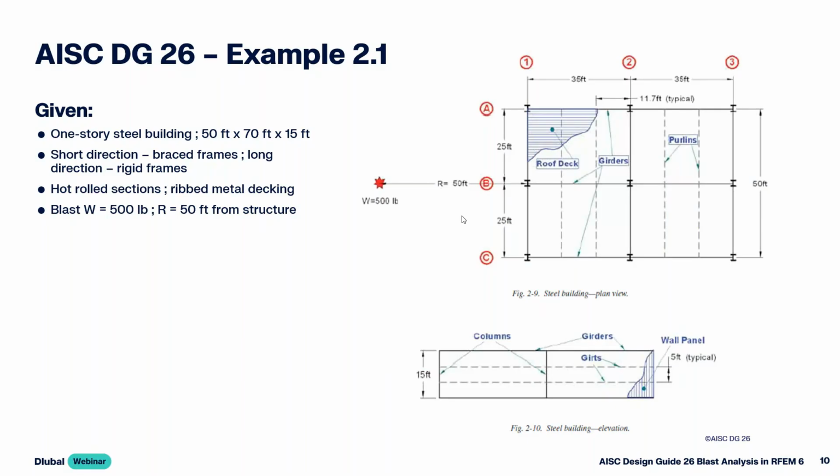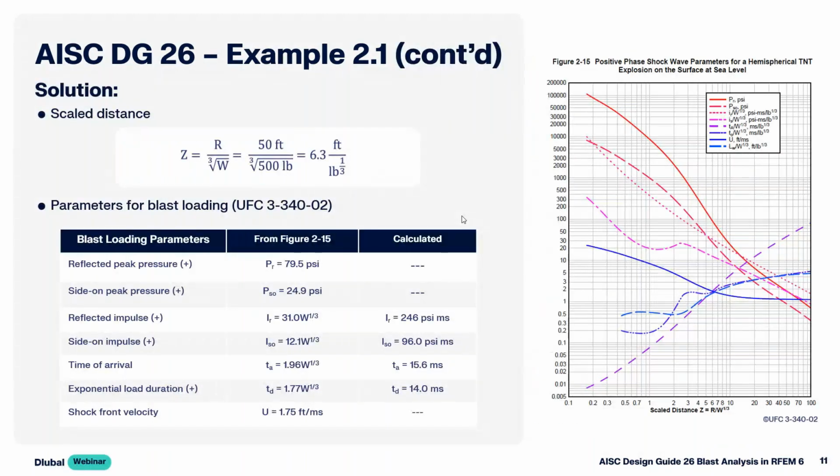Now we want to move on to our solution, and the solution is generating or calculating these time diagrams that we will eventually input into RFEM itself. And we begin with the scale distance Z. So in Design Guide 26, this states it's a simple equation here of our charge distance over the cubed root of the charge weight. We know this is 50 feet for the distance, 500 pounds for the charge weight, and we get a value of 6.3.